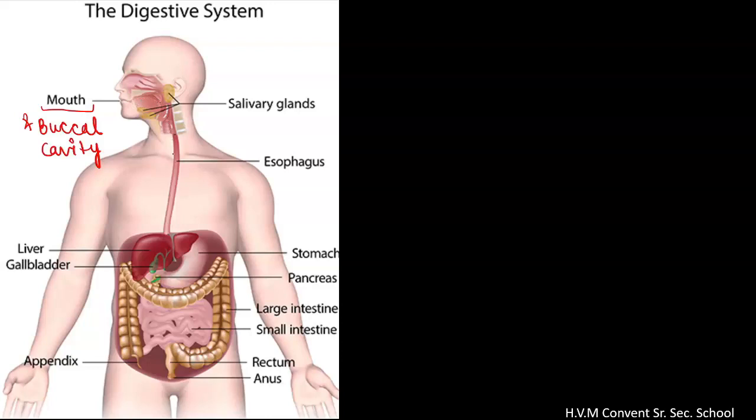Followed by the mouth, there is a long tube-like structure which is known as the esophagus. Then the next part of our alimentary canal is the stomach. The stomach then passes into the small intestine. This long coiled structure is our small intestine. Followed by the small intestine, here starts our large intestine. So this complete structure is our large intestine.